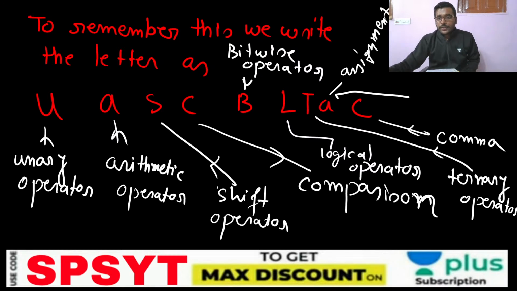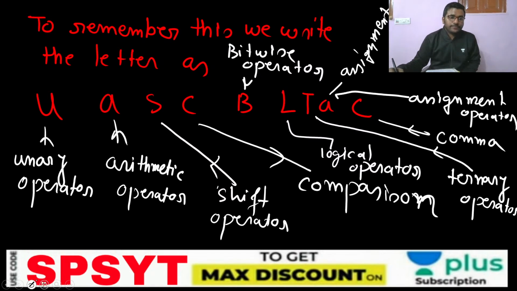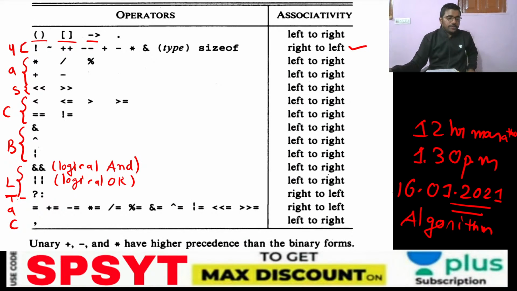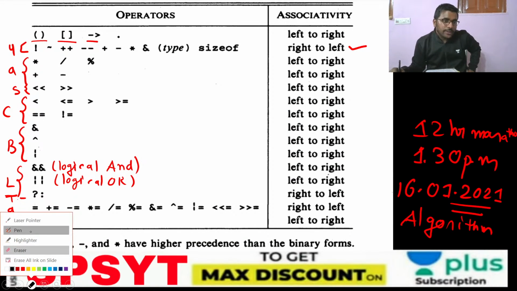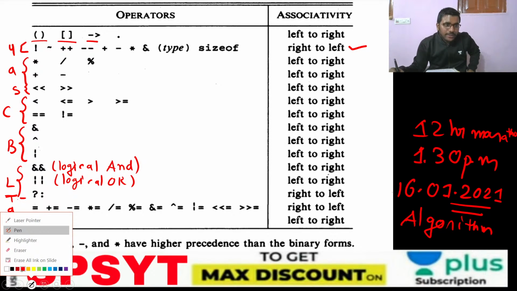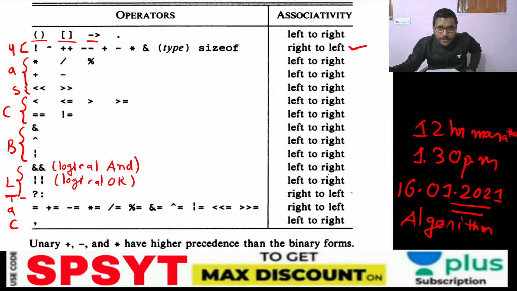In this way you can remember. This chart is very important. One should remember this chart. So all have left-to-right associativity. Only unary, ternary, and assignment operators have right-to-left.